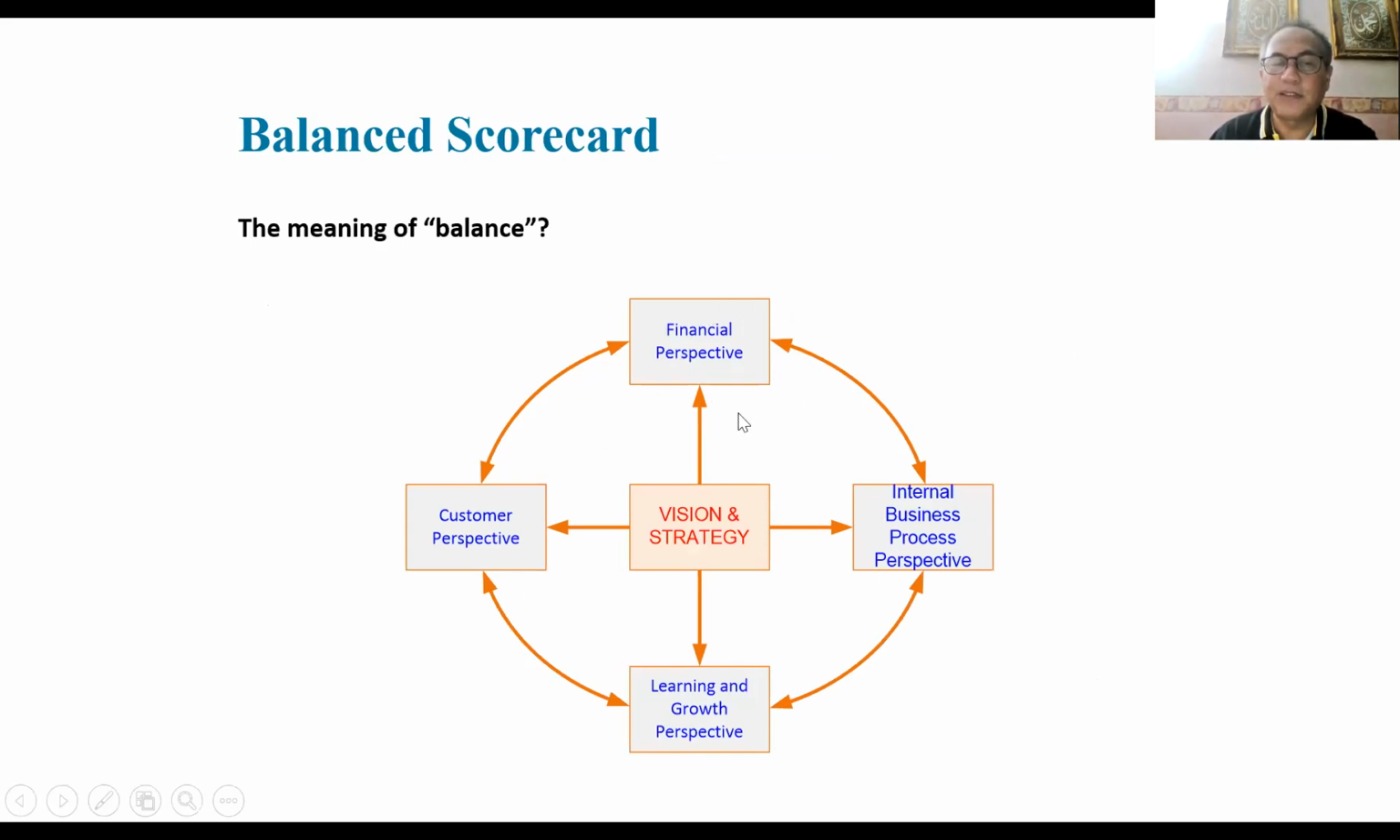The financial perspective is the only one which is financial. The others are non-financial. How many customers do you generate, maintain, and how do you sustain your customers? And then the internal business process perspective is how your business runs.